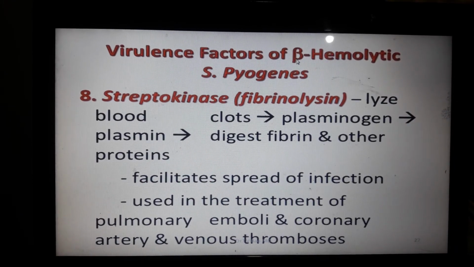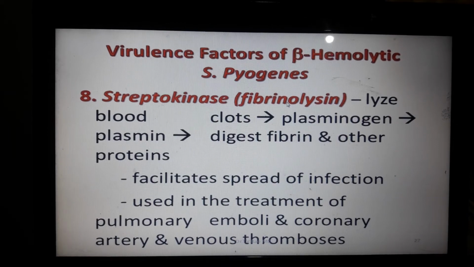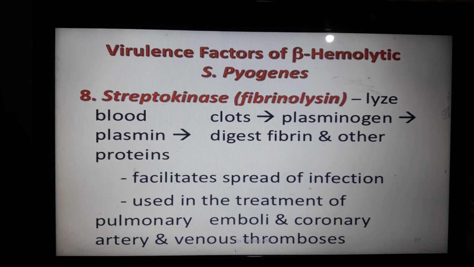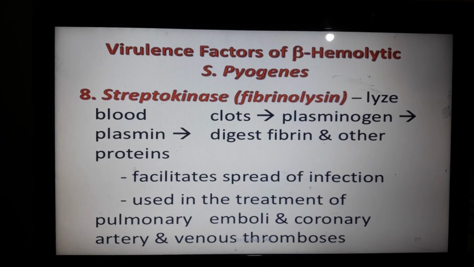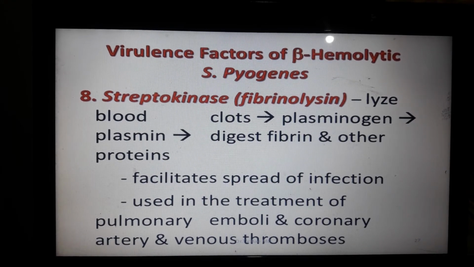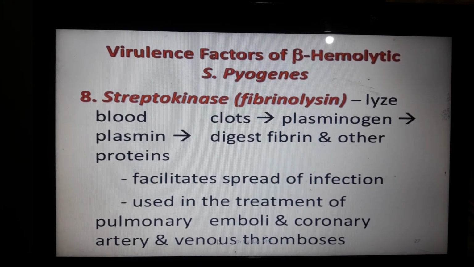So the virulence factors of beta-hemolytic streptococci include streptokinase, or fibrinolysin, which lyses blood clots. Plasminogen will activate plasmin, and plasmin will digest fibrin and other proteins. That's why plasminogen initiates the activation of plasmin for the digestion of fibrin, because fibrin is responsible for blood clotting. This happens with coagulase in Staphylococcus species. It facilitates the spread of infection.